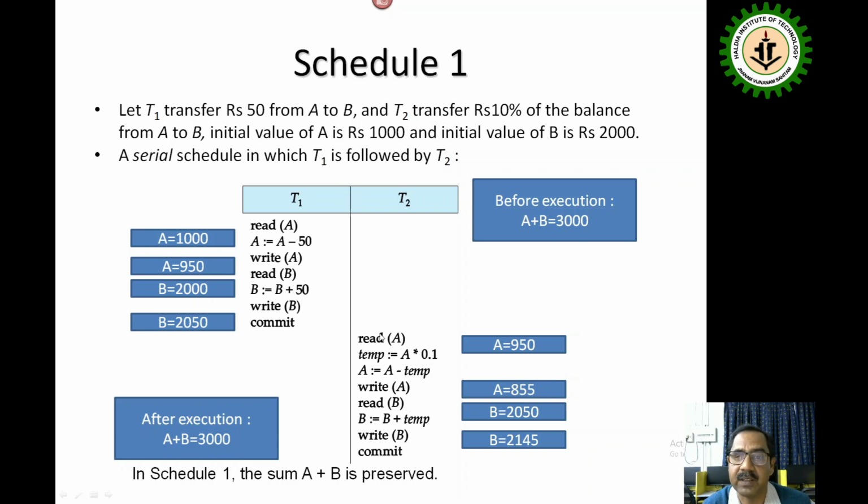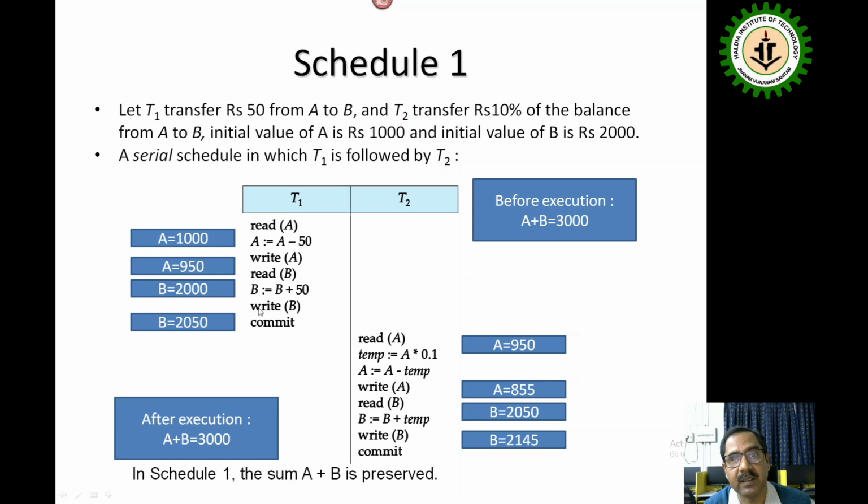So T2 reads the value of A, which is 950, modified by T1, and T2 modifies the value of A, that is A equals to rupees 855. Now T2 reads the value of data item B, the balance of account holder B, which is already modified by T1.